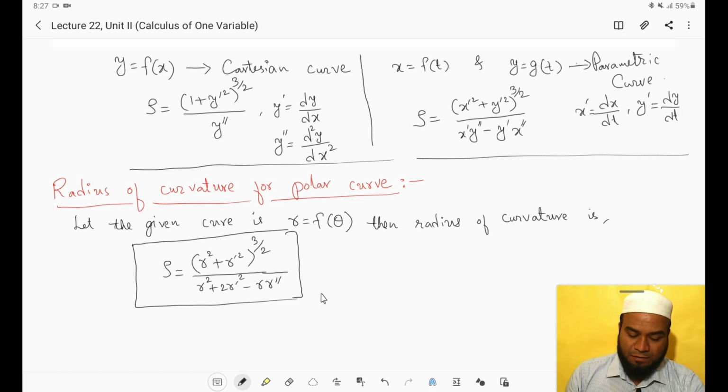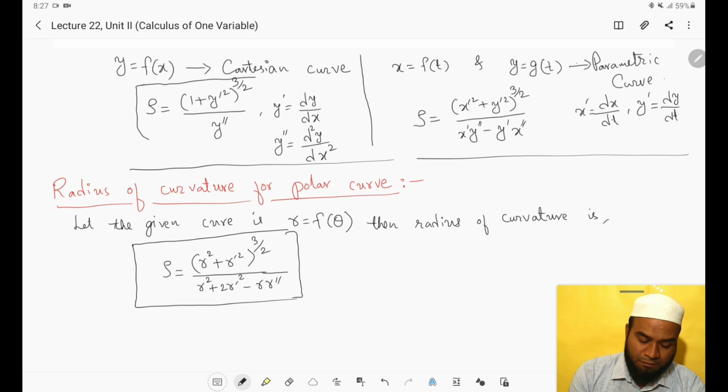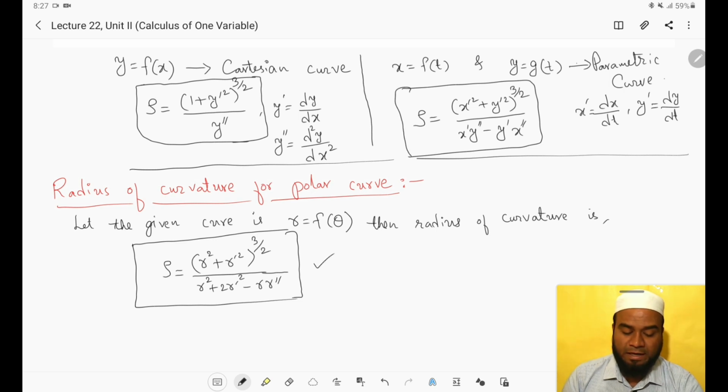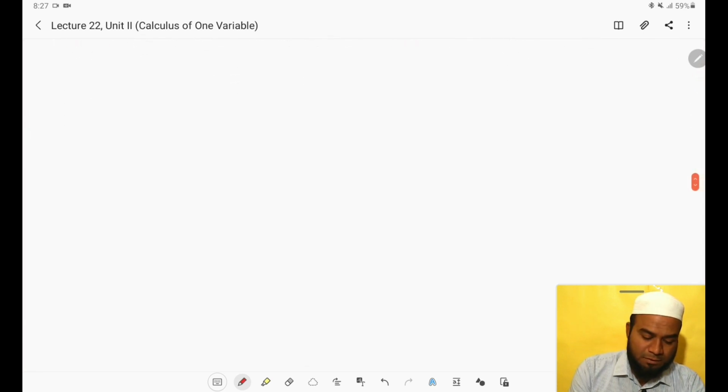So you have to learn this formula by heart. You see that this is the formula for finding radius of curvature when the given curve is a Cartesian curve, this is the formula when the given curve is a parametric curve, and this is the formula when the given curve is a polar curve, right? So we'll see a few problems related to this to understand how to find the radius of curvature for polar curve. So let us see the problems.